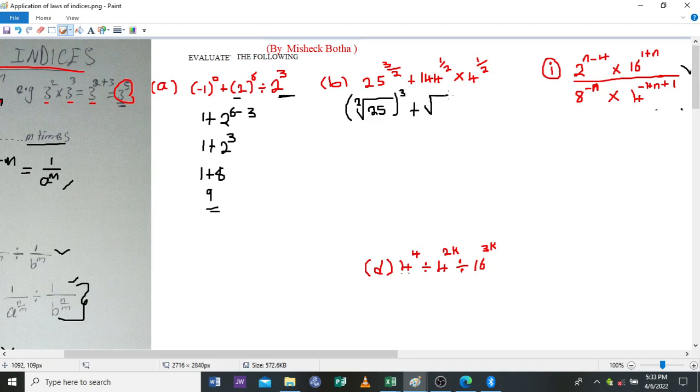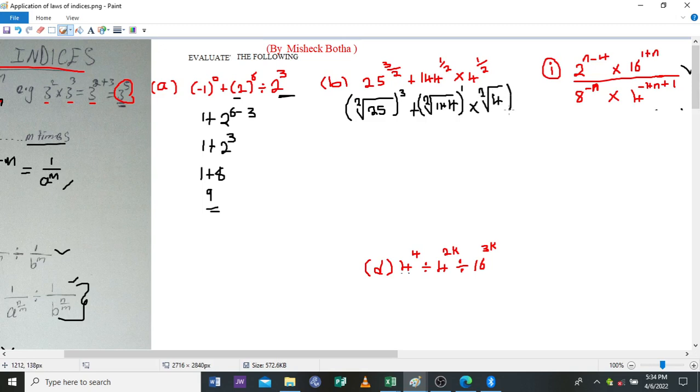Same applies to this one. This means we need to find the square root of 144, right? So there, I'm not supposed to show these 2 here because we know that the square root, we want that. Now here we have times 4 to the power half. This means we need the square root of 4. So there we have 2.